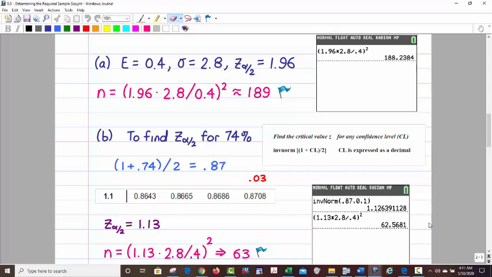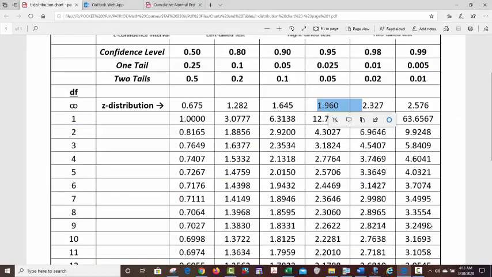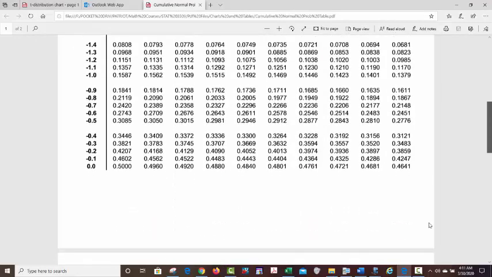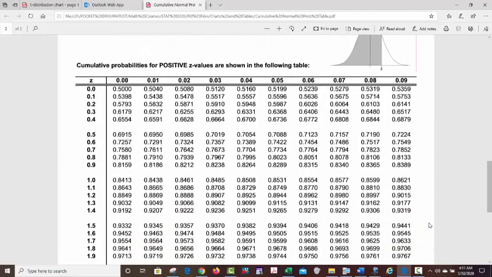So if we're doing the chart, we go inside the chart, and I want to find the closest area, not this chart, to 0.87. So let me look for that. 0.87 is between those two, but you want to pick the closest one, 0.8708. And that's in the 1.1 row and the 0.03 column.